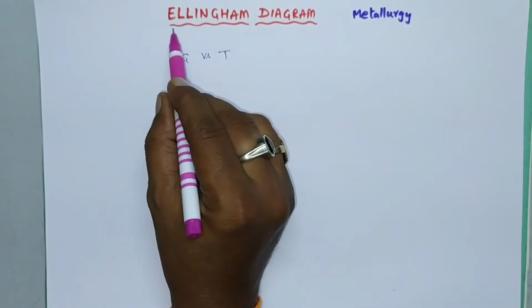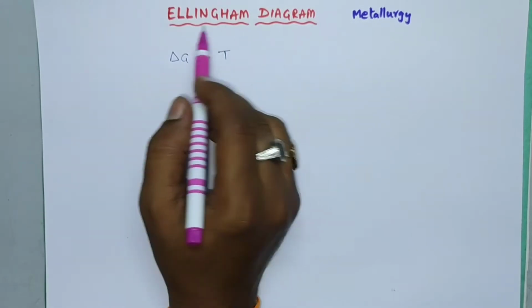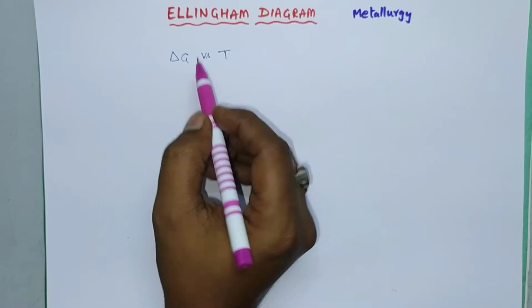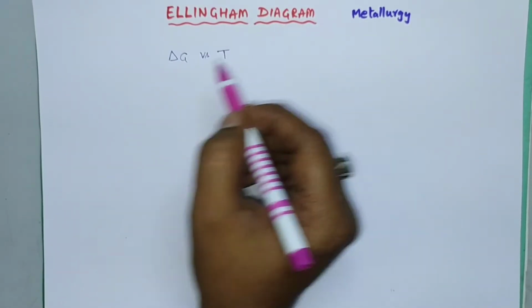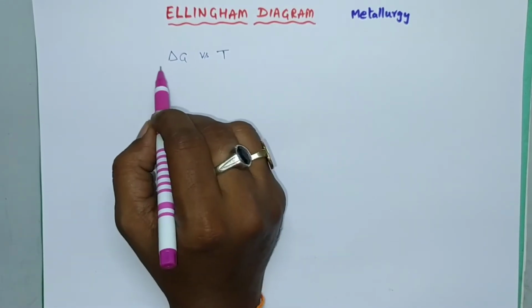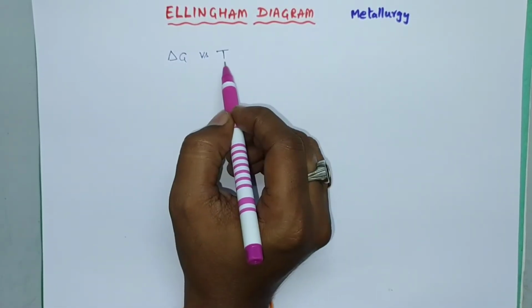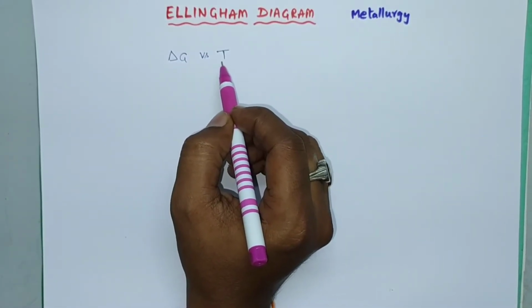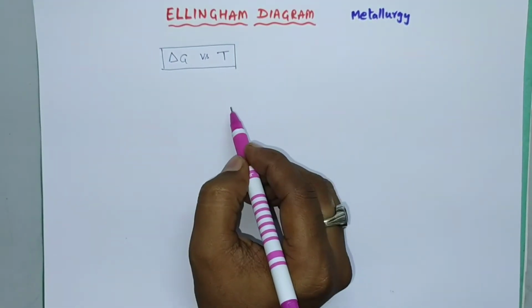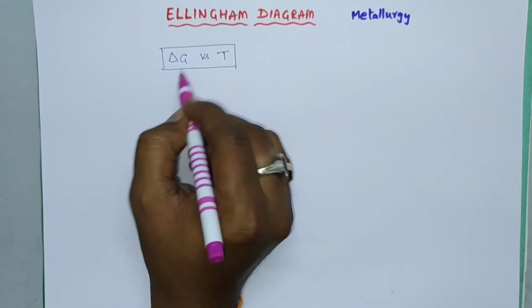Today in this session we are going to discuss the Ellingham diagram. This topic is from metallurgy of class 12. The Ellingham diagram represents the variation of Gibbs free energy with respect to temperature. How the Gibbs free energy change takes place with respect to temperature can be explained by using this Ellingham diagram.